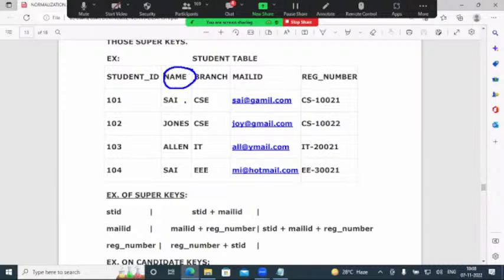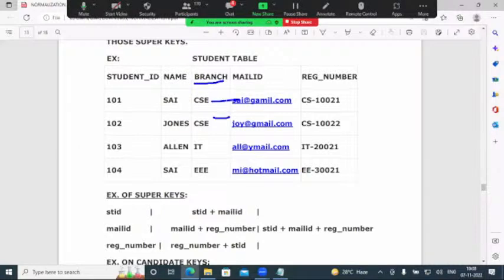Name, what is the name? Sai, Jones, Ellen, Sai. But here Sai, first row and last row, these two rows are identified with different names or the same name? Same name. That means this column comes under super key? No, never. This column does not come under super key column. I just leave it. Next, branch.